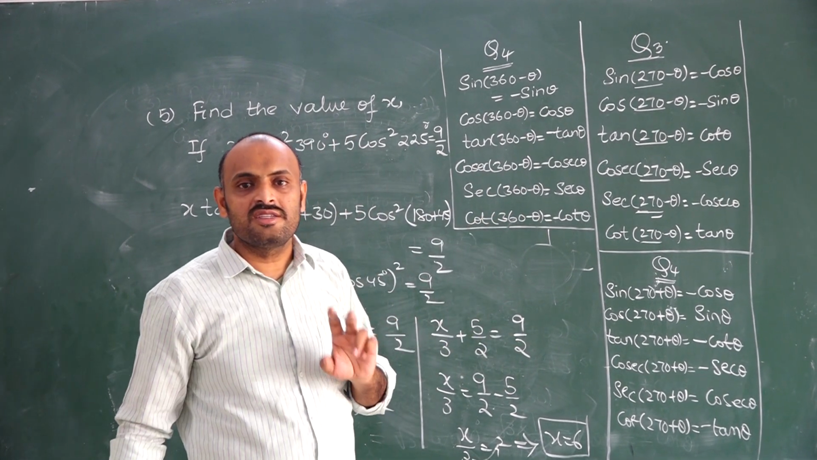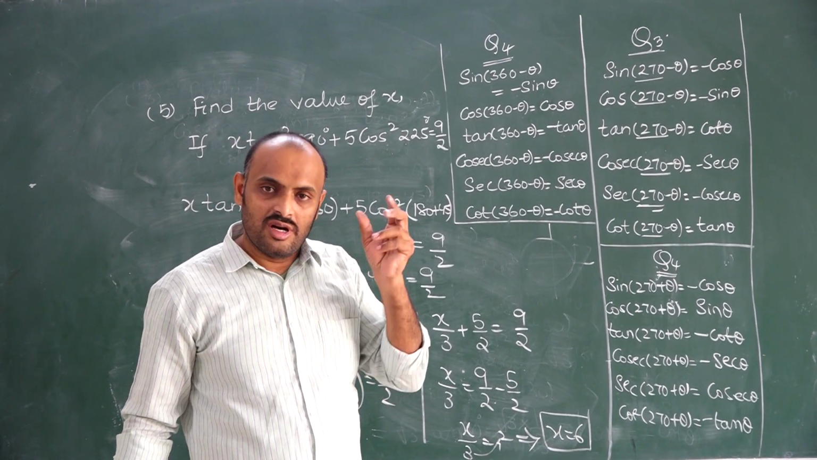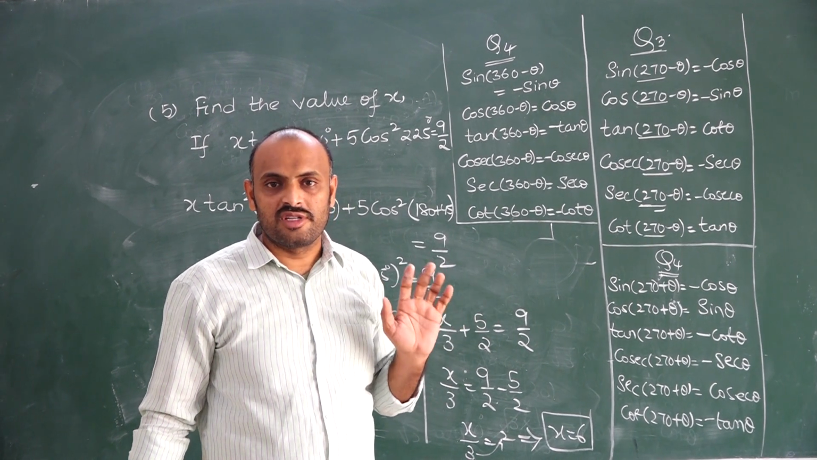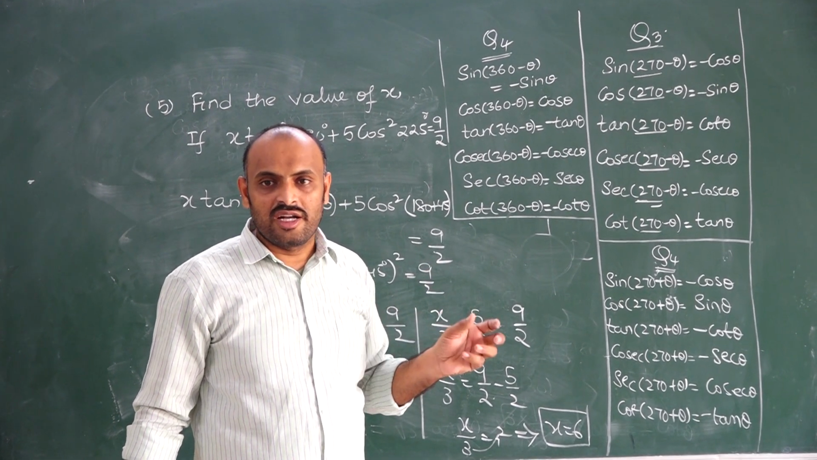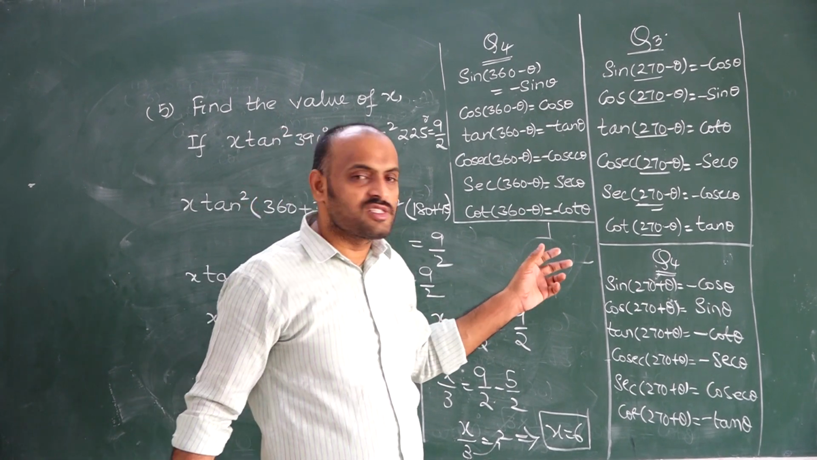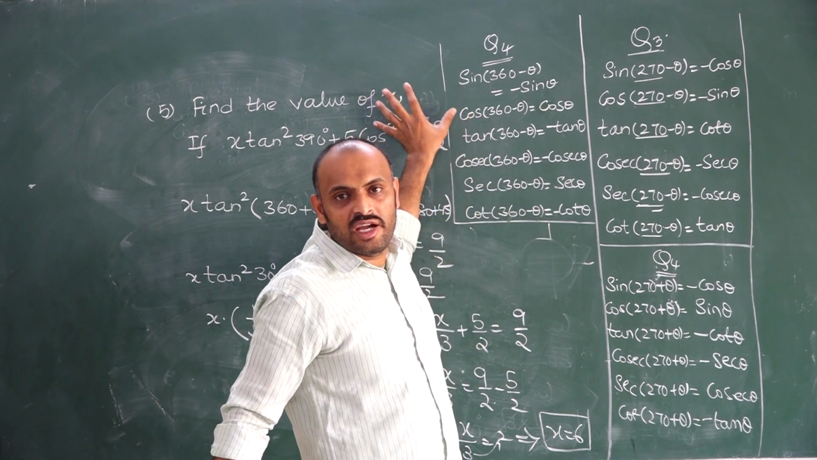And then the second thing is the quadrant, in which quadrant it lies. First quadrant means all are positive. Second quadrant means sin and cosecant are positive. Third quadrant means tan and cot are positive. Fourth quadrant means cos and secant are positive. Keeping all these things in mind, we can solve any kind of question.